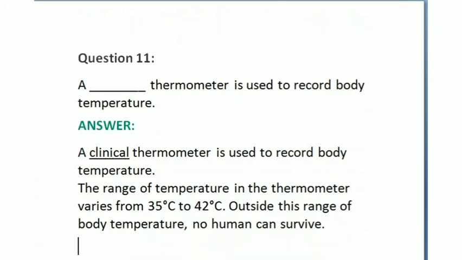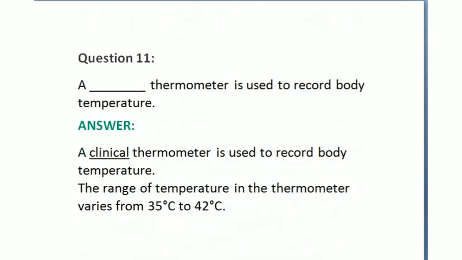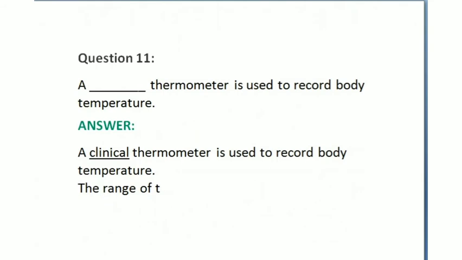So question number 11. What does question 11 say? So no need of writing this. This whole is the reason why it is this. A dash thermometer is used to record body temperature. So the answer is clinical thermometer.